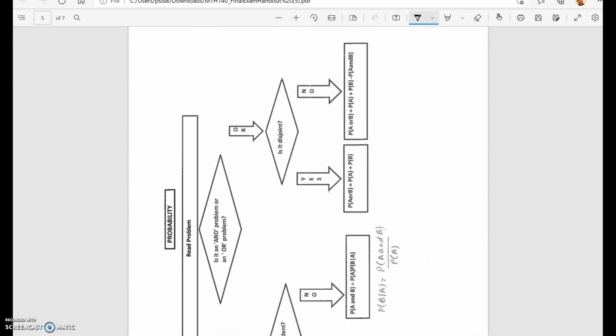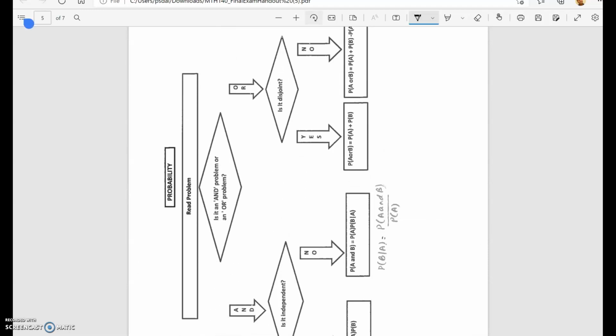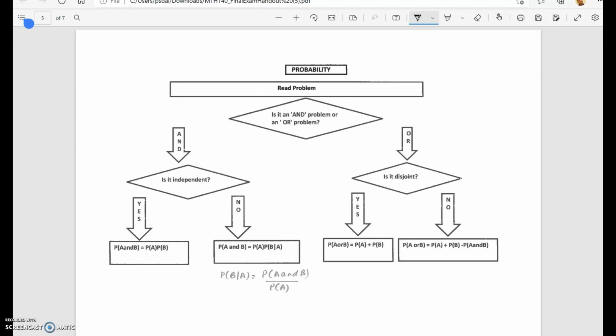And then you're given the probability flowchart, where you decide whether a problem is an AND problem or an OR problem. That is, suppose you have the probability of A and B, or the probability of A or B.